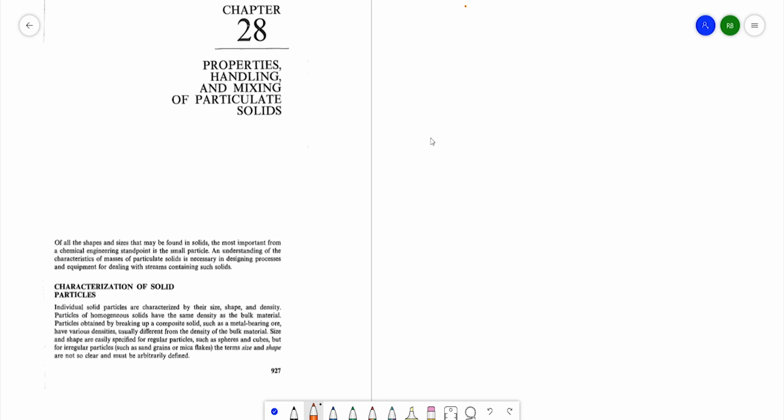Let me ask you, what is the shape of this object? You will say circle, right? In 3D, it will be sphere. What is the shape of this called? Suppose this is a particle. What is the shape? This is cube, right? This was sphere.